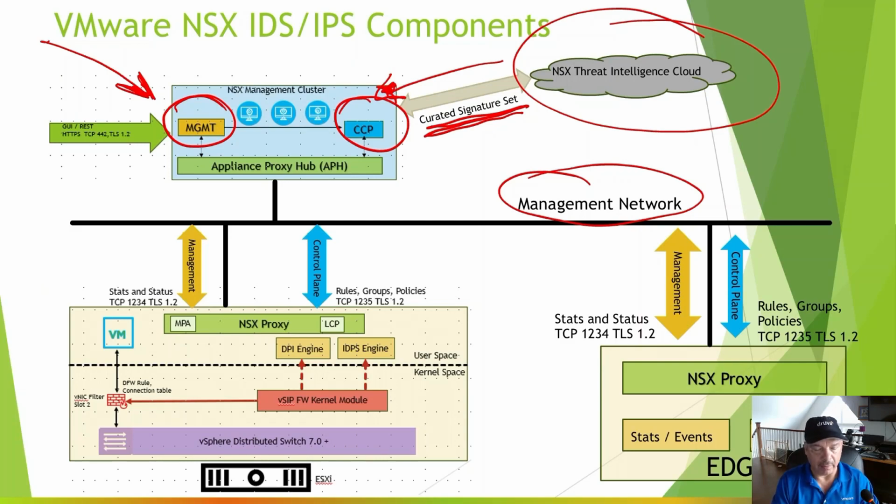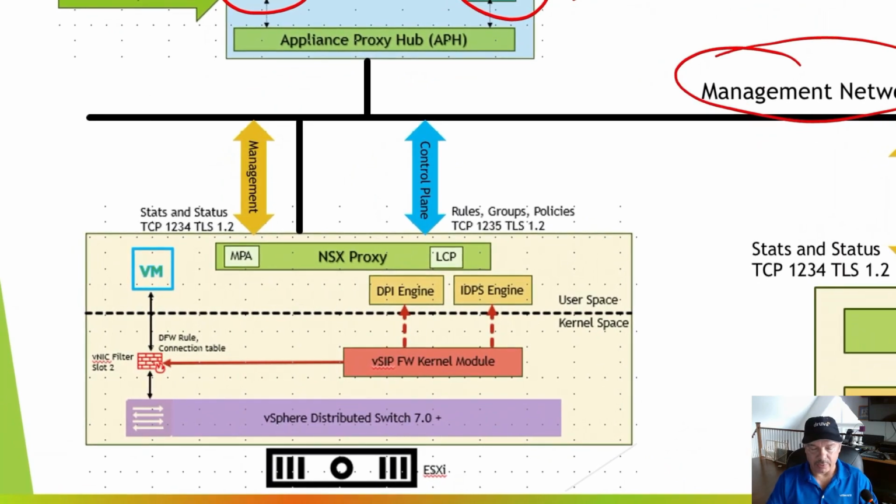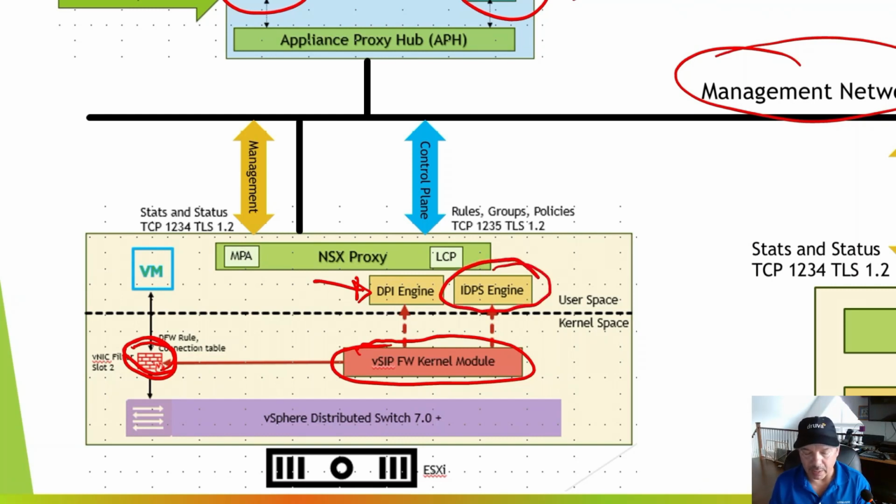Now, if we look at the ESXi server, let's just zoom in on that. You'll see the vSIP module, the VMware Service Insertion Platform, and the distributed firewall. There's the filter. That's the firewall that's bolted onto the NIC of all your VMs. You'll see that there's a DPI engine, that's a deep packet inspection engine. And then there is the IDS IPS engine right there. So it's all part of the distributed firewall.